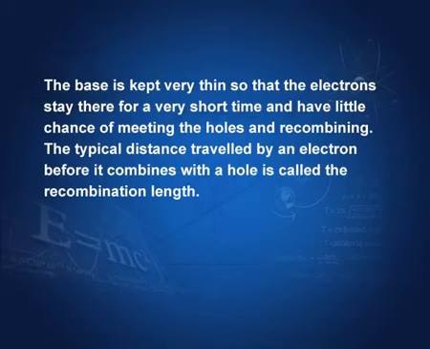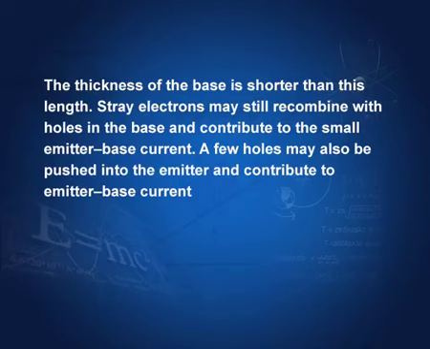go to the collector. The typical distance travelled by an electron before it combines with a hole is called a recombination length, and the thickness of the base is kept smaller than the recombination length, so that the electron does not recombine with a hole. The probability of recombining with a hole is very small, and the electron just passes on to the collector. A few holes may also be pushed into the emitter and contribute to emitter base current.